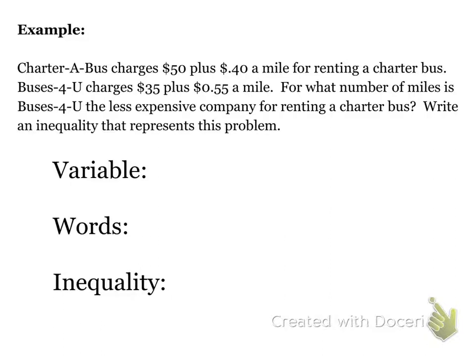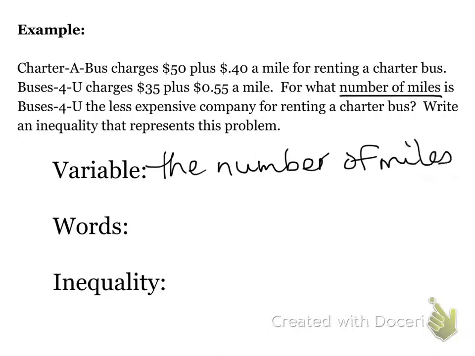So we can break this down and think about some things and make it a little bit easier to write the inequality. First of all, you need to decide what your variable is. So it is asking us for the number of miles. So the number of miles is the unknown here. And we can say that that is going to be our variable. So the number of miles. And I'm going to use the variable m to represent miles.